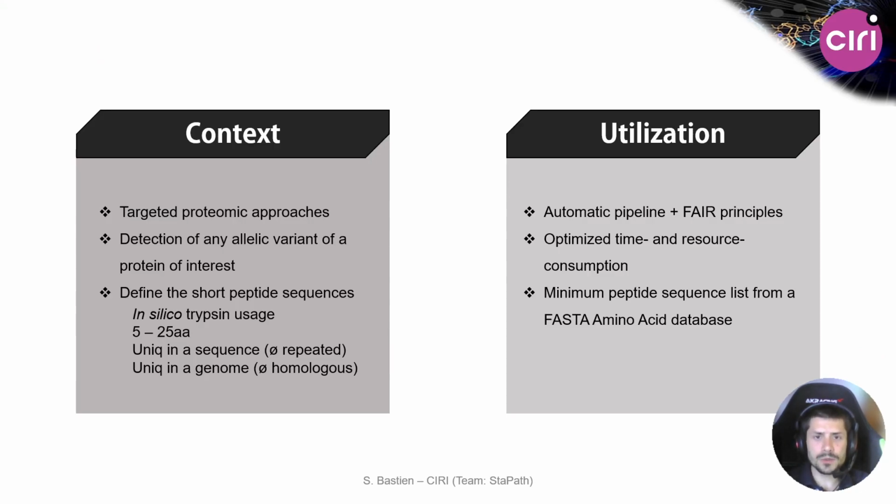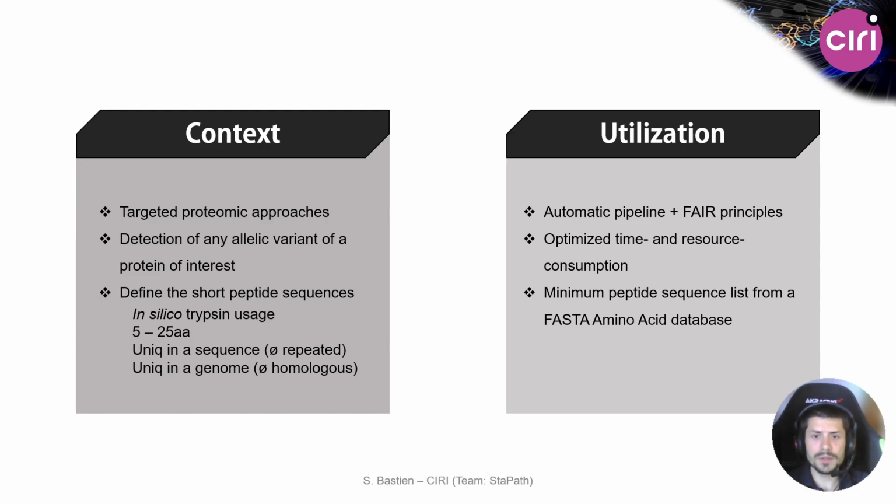In collaboration with the Institute of Analytical Sciences, we have implemented a high-throughput targeted proteomics method. The goal is to be able to quantify any allelic variants of proteins of interest using short protein sequences. Following the specification defined by the proteomic researchers, we needed to generate peptide sequences that must follow certain conditions as described here.